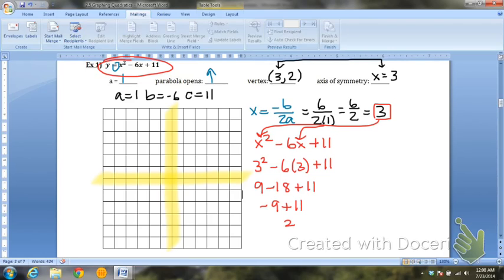So that means I always go to the right 3 because it's a positive 3. So if this is my starting point, that's my origin. If I go over 3, 1, 2, 3, and up 2. We always label our vertex with a V, 3, 2. Always label your vertex. You get points on quizzes and tests for labeling your vertex. We know a parabola goes up, so we're just going to roughly sketch it up.